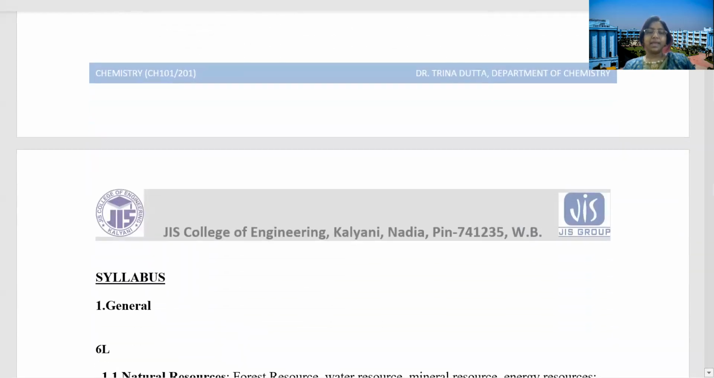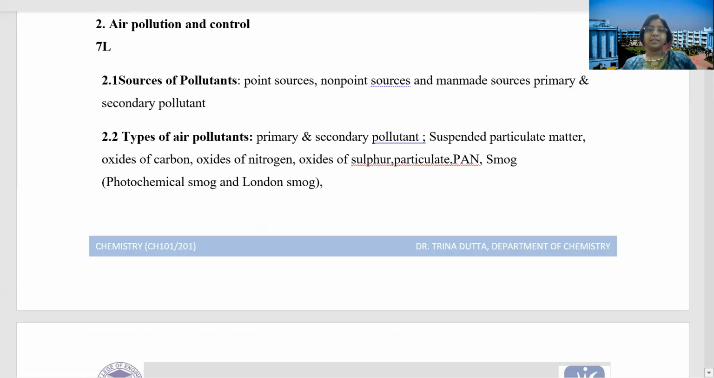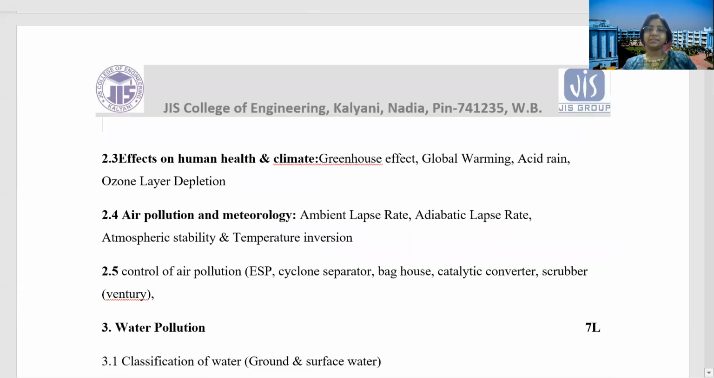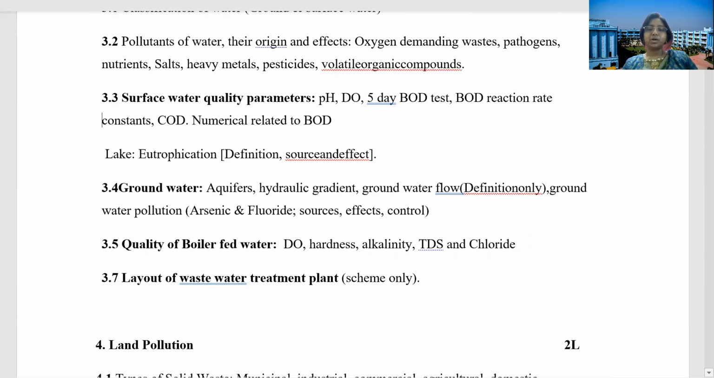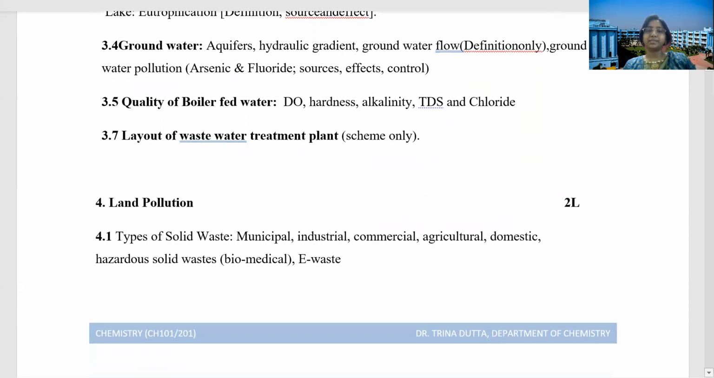And here the entire syllabus is given. First the general part, that is 6 lectures. Then after that the air pollution and control, that is 7 lectures. And then water pollution, that is also 7 lectures. And the land pollution, that is 2 lectures, and noise pollution also 2 lectures.